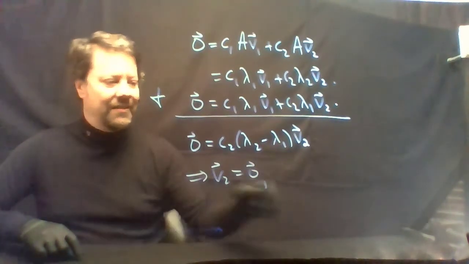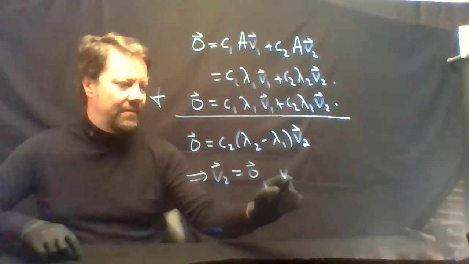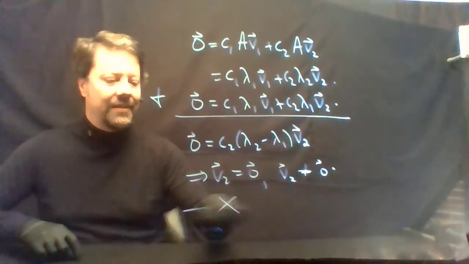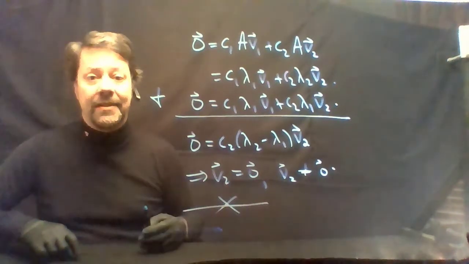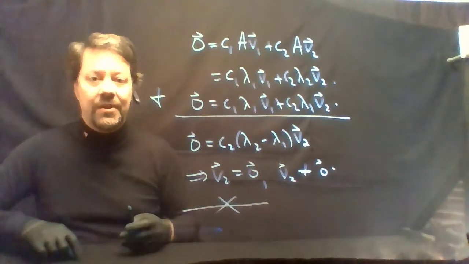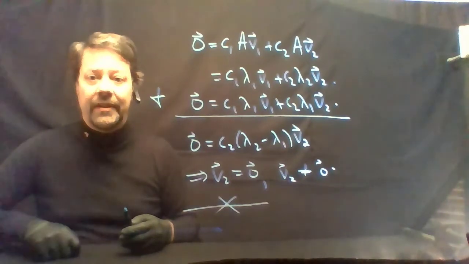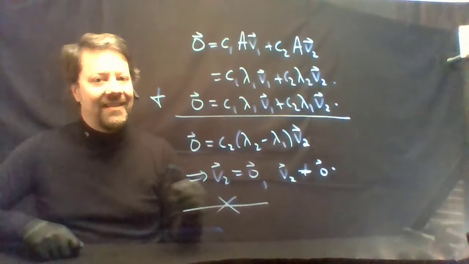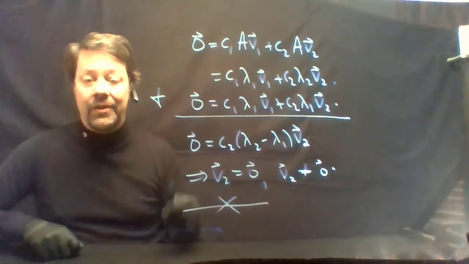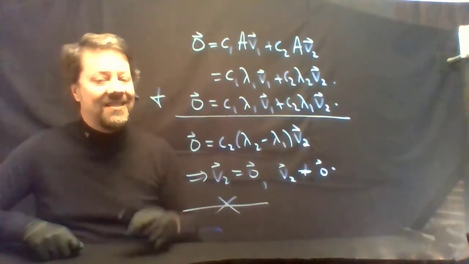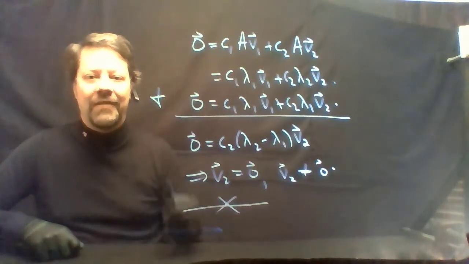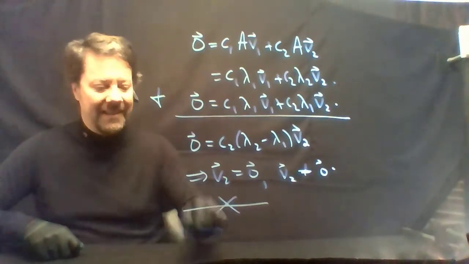v2 is an eigenvector. v2 is not the zero vector. This is a contradiction, which means we've made an assumption that's false. Our assumption was we could have a non-trivial linear combination with v1 and v2 equal to 0. That's only valid if v1 and v2 are linearly dependent. Since that is not the case, we deduce that v1 and v2 are linearly independent.